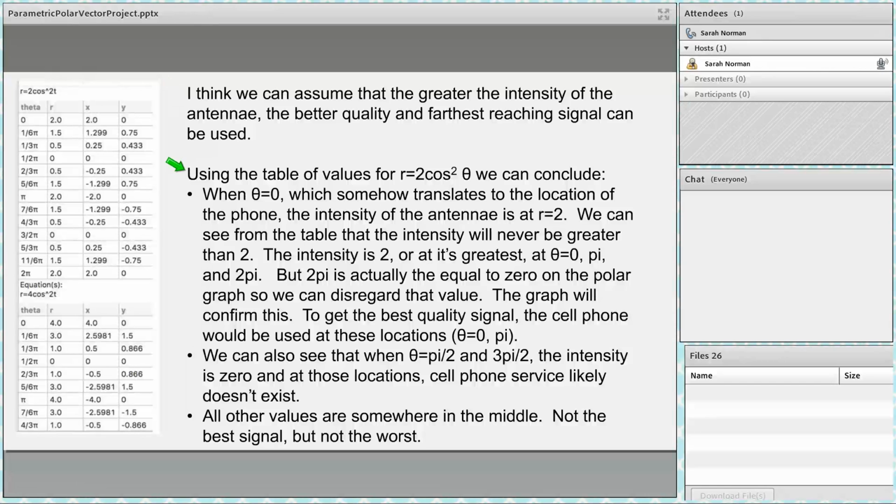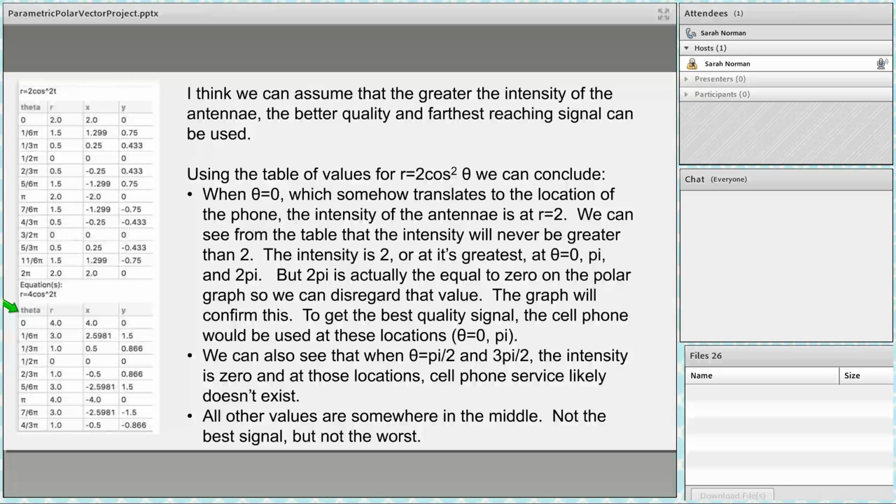So let's take a look at this table in detail. We can see from the table that when theta equals 0, somehow this variable theta translates to the location of the phone. So when the phone is at theta equals 0, the intensity of the antenna is at r equals 2. And going down through the other possible values of r, we can see that it never reaches a value more than 2.